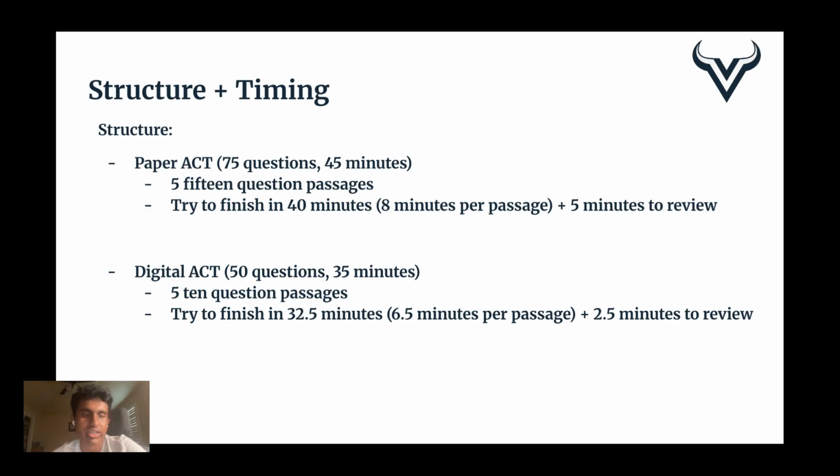Now, for the new digital ACT, it's 50 questions in 35 minutes. The passages have gotten shorter. They're 10 questions. There's still five passages, but now you have more time per question. So with this, try and finish in 32 and a half minutes, which gives you about 2.5 minutes to review. And 32 and a half minutes gives you 6.5 minutes per passage. And these are 10 question passages.